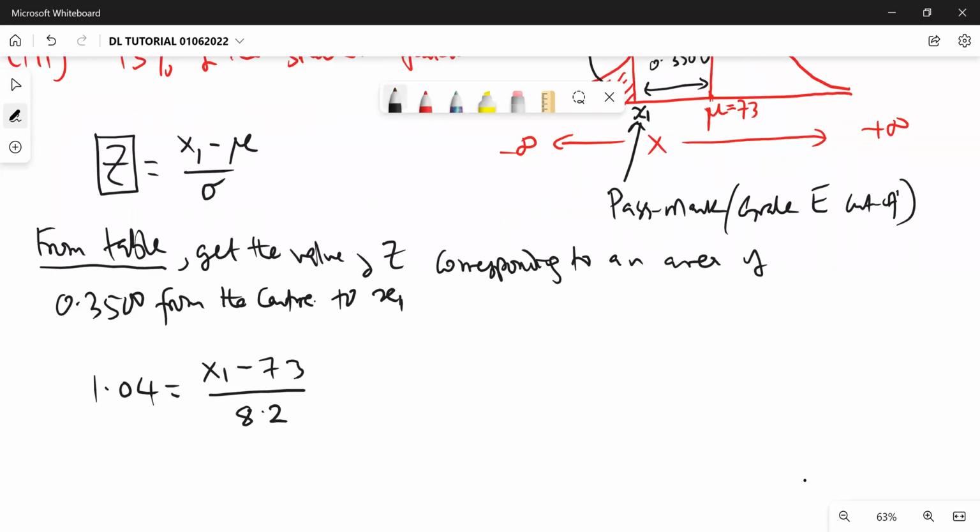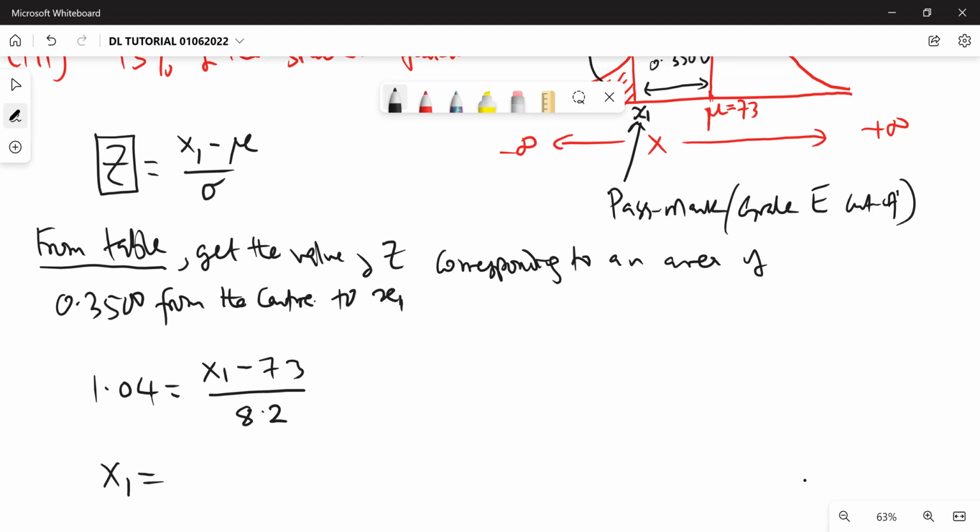You see, with that, it becomes a very simple problem, because now you can get your cutoff point as 1.04 times 8.2, which is that, then plus 73.